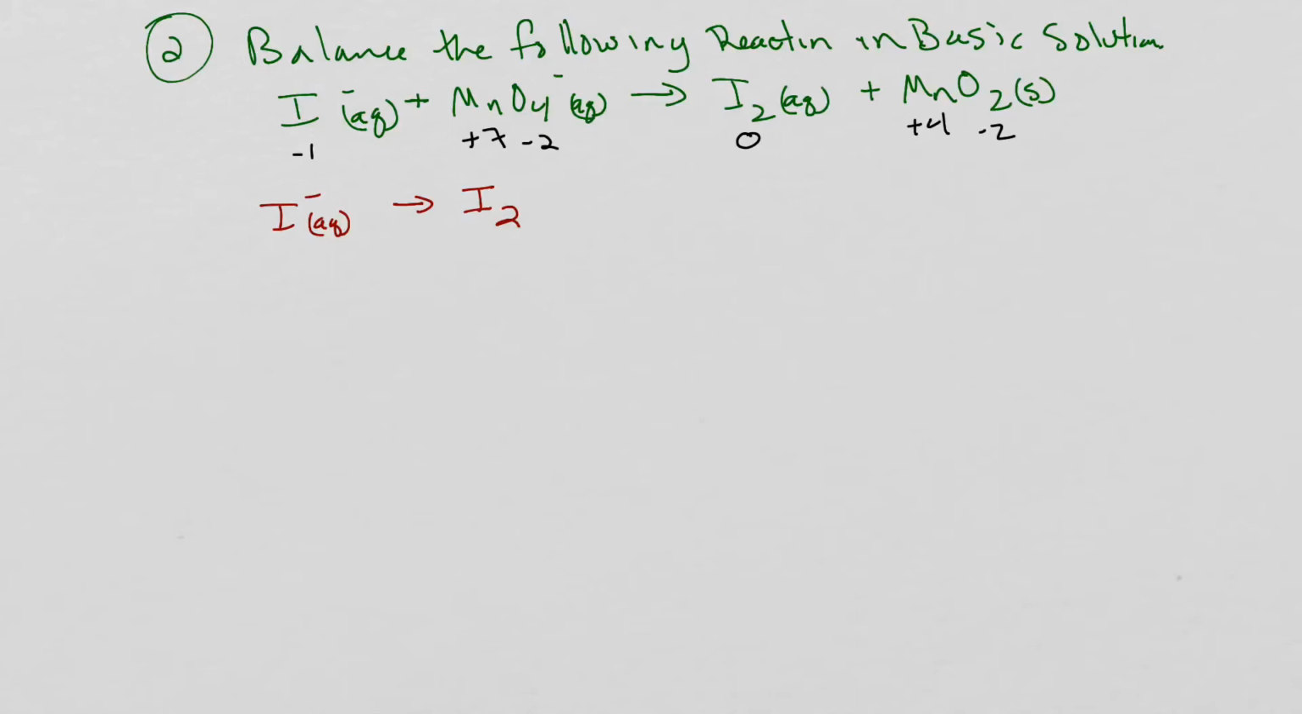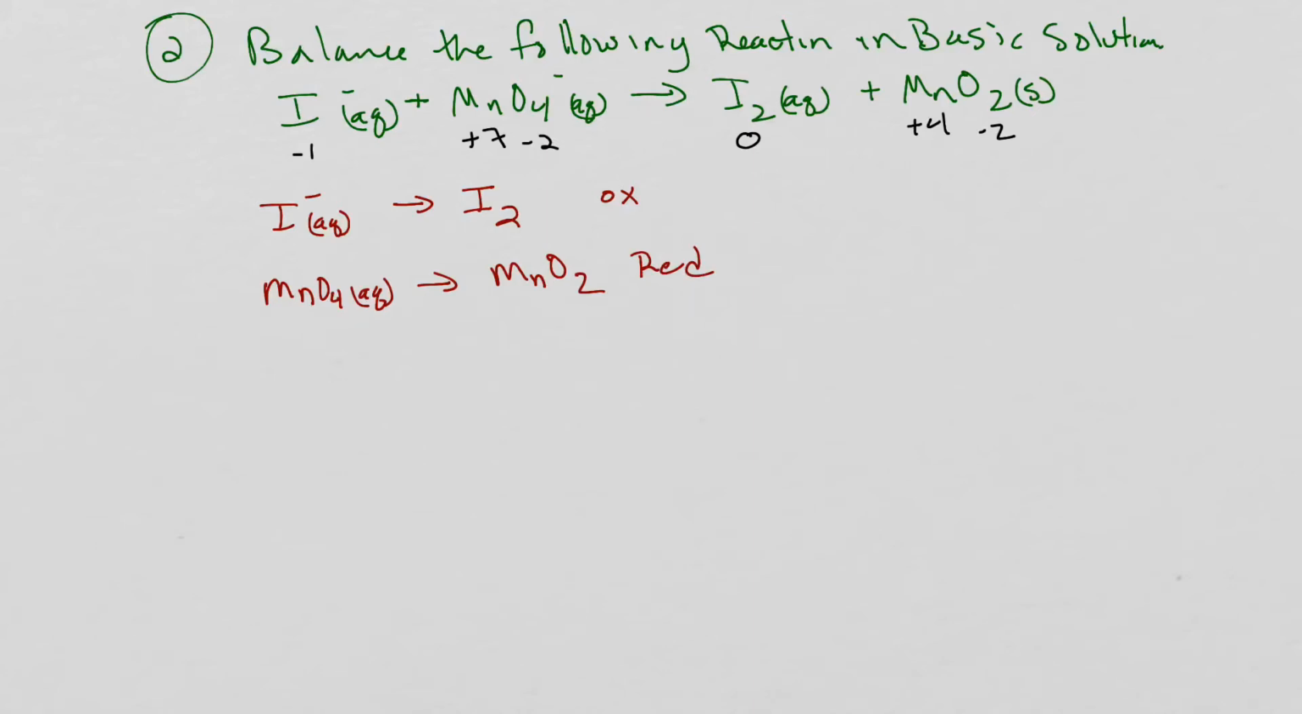So this is my oxidation. Then my reduction would be the MnO4 going to MnO2. Right, the manganese going from a +7 to a +4, gaining those electrons. So we got a reduction.